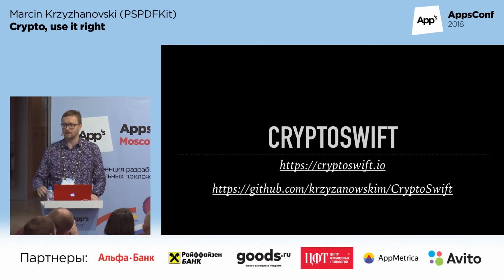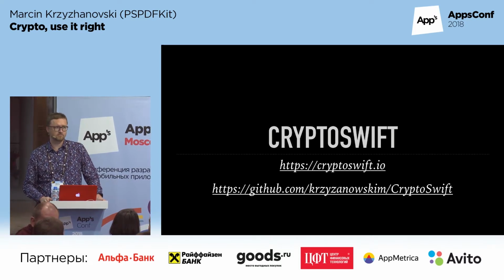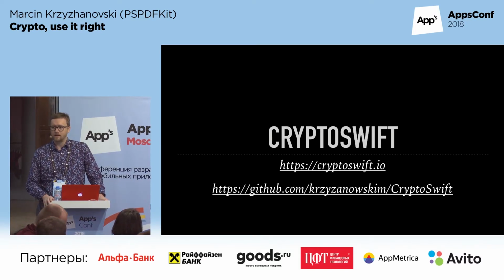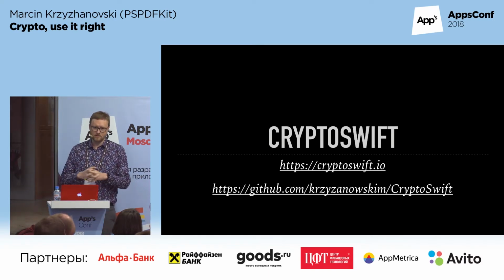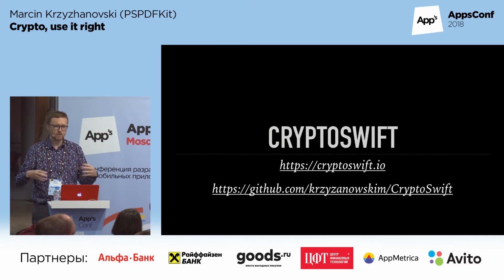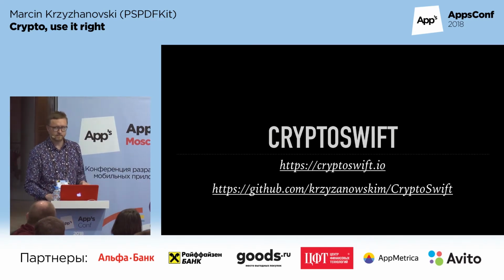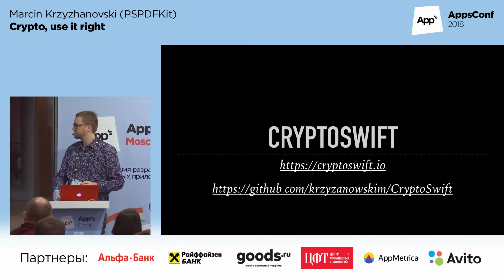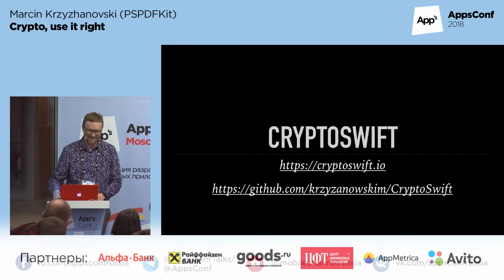This talk is based on the CryptoSwift project. This is the project I have worked on for about 4 years now. I implemented crypto primitives in Swift. Crypto primitives are the most basic structures in cryptography. You build protocols based on that. Okay, let's start.